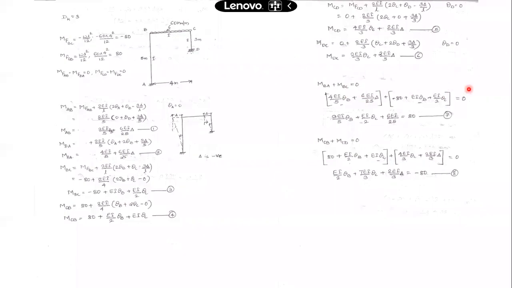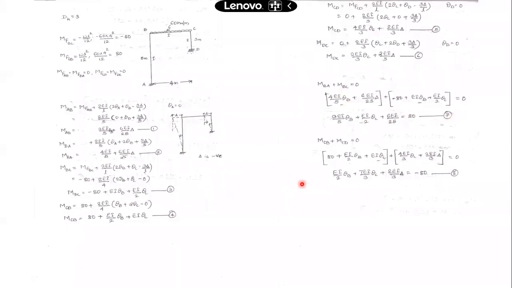So when you add this, it should be 0. Or you can simplify it over here. So 9 EI by 5 into theta B plus EI by 2 into theta C plus 6 EI by 25 into delta is equal to 80. On rearranging, you will get this equation number 7.